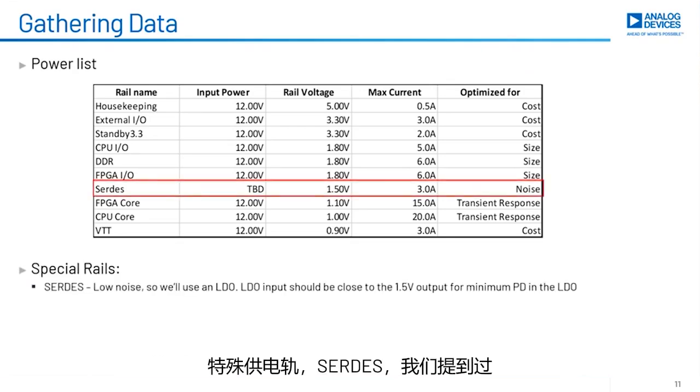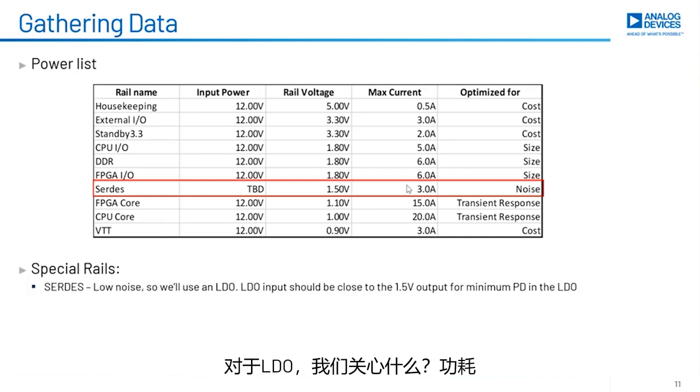They need a termination rail that allows you to efficiently keep the transmission line effects from corrupting the data in the transfer of data back and forth from the memory to what other devices are using it. So special rails, SerDes, we mentioned that. So noise is a problem. So for low noise, we're going to use an LDO. Now note that this rail needs to be able to deliver 3 amps.